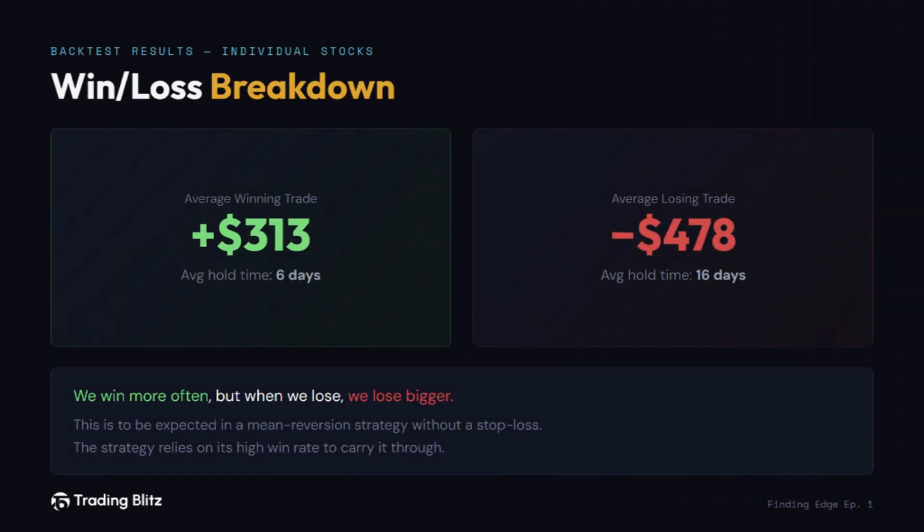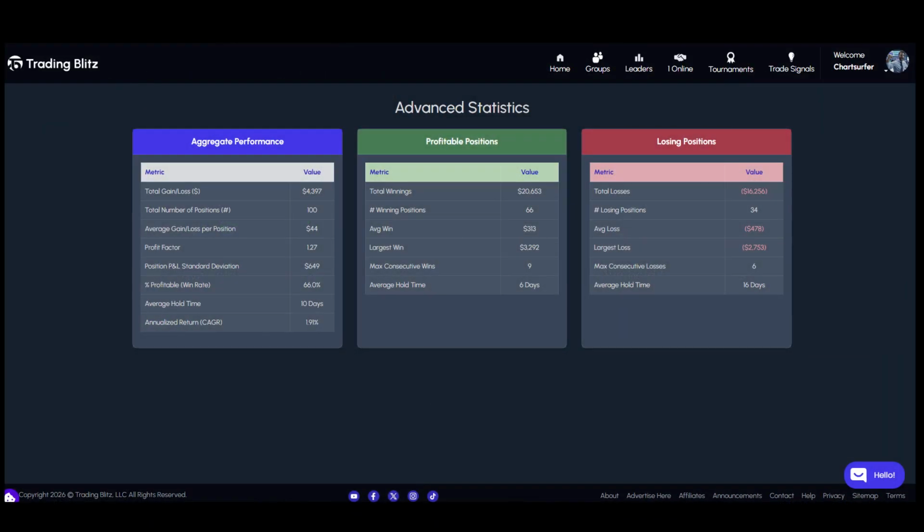Now, here's where things get interesting. The average winning trade earned $313, whereas the average losing trade lost $478. So we're winning more often, but when we lose, we lose bigger. And that's actually to be expected in a mean reversion strategy that doesn't use a stop loss. As such, this strategy as it currently stands is counting on the high win rate to carry us through, which it did, but only barely.